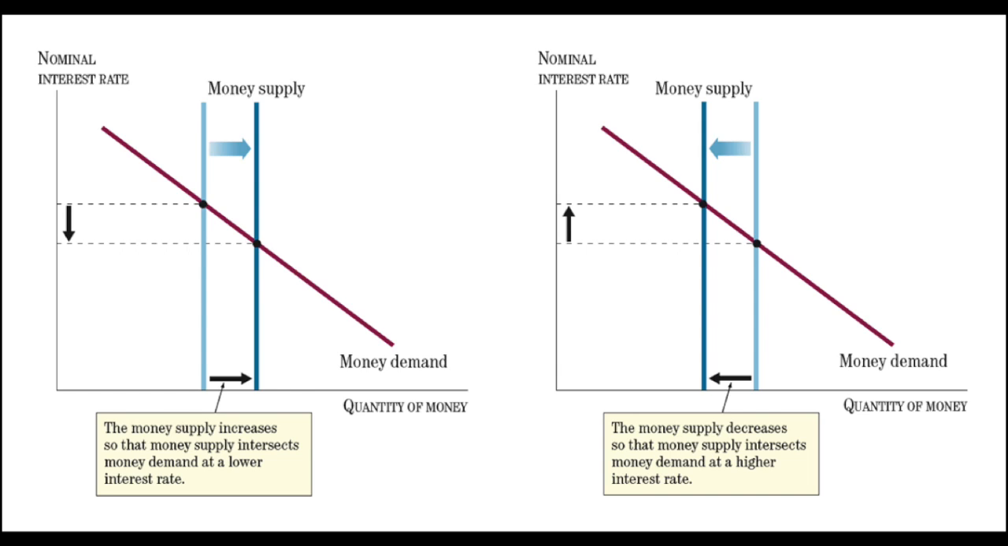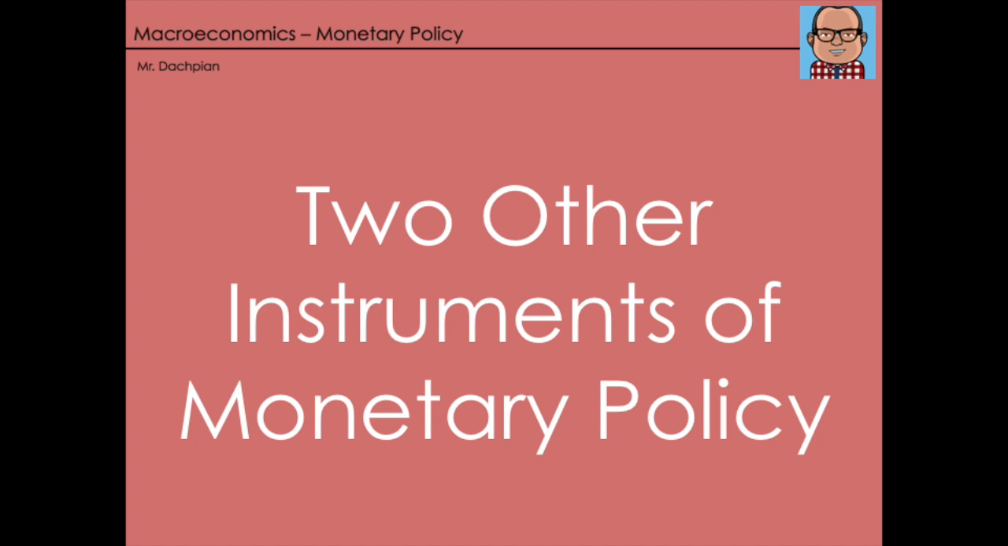An increase in the money supply will shift the money supply curve to the right and will cause the interest rate to decrease. On the other hand, a decrease in money supply will cause it to intersect with money demand at a higher interest rate.